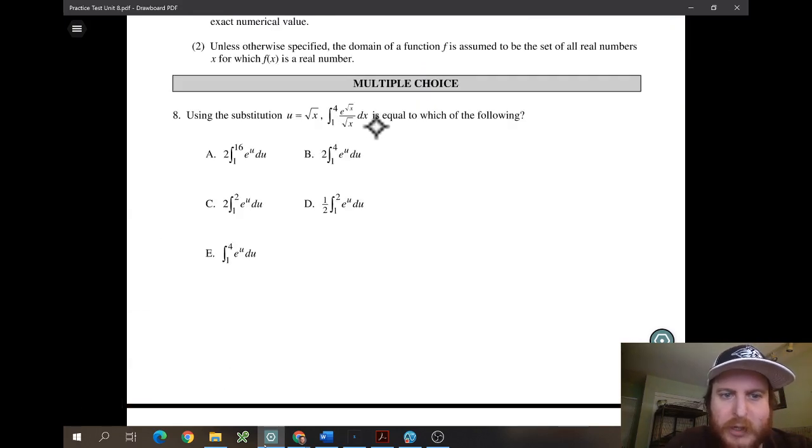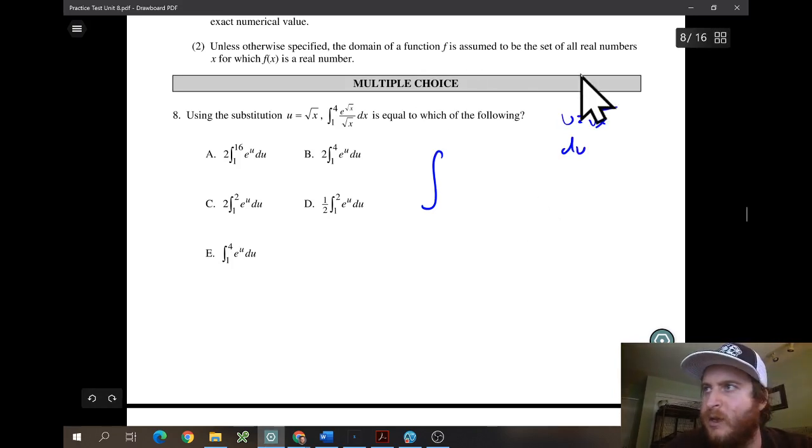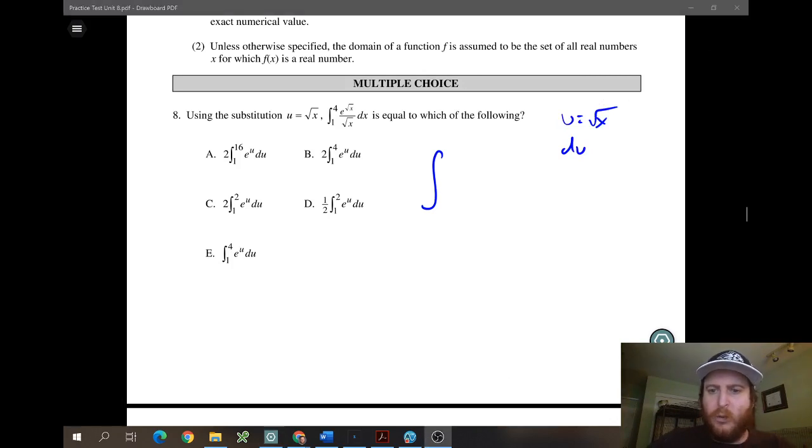So using the substitution u equals square root of x, this again is review. What we want to make sure we know is, okay, u is square root of x, then what is du? Our du is going to be 1 over 2 square root of x, dx.